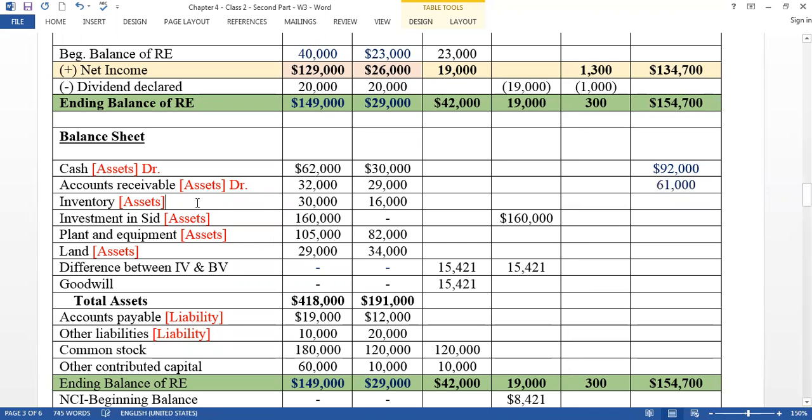Then inventory, normal balance debit. The parent company has $30,000 inventory debit. The subsidiary company has $16,000 inventory debit. This debit and debit plus, so we put here $46,000.